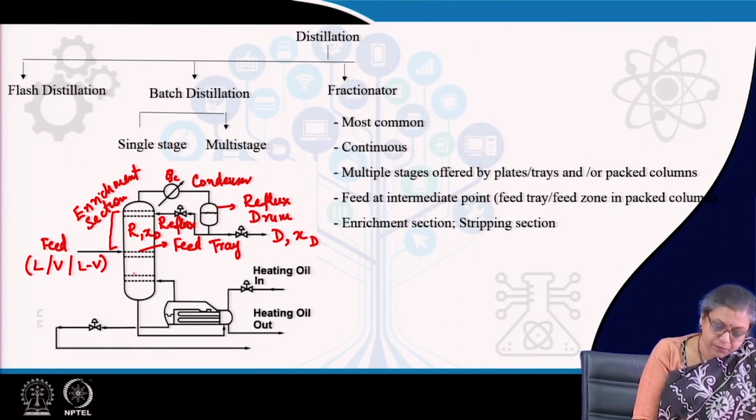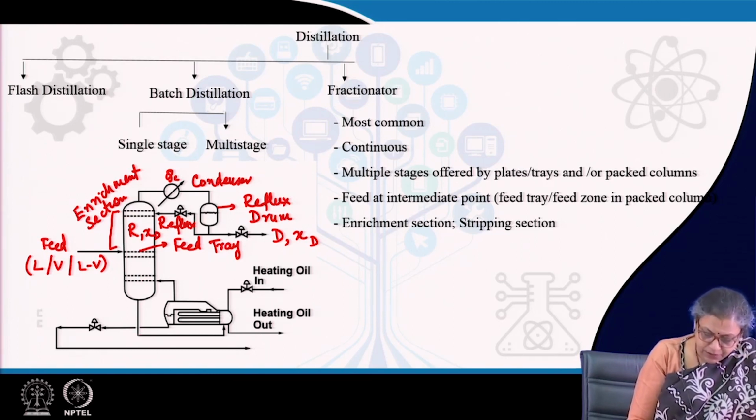Now, what happens below the feed tray? Here the liquid comes down. This liquid, if it has to be enriched, has to come in contact with a counter-flowing vapor. So, from where is this vapor generated? The liquid flows down to the bottommost tray. From the bottommost tray, it is withdrawn and then sent into a reboiler. What does the reboiler do?